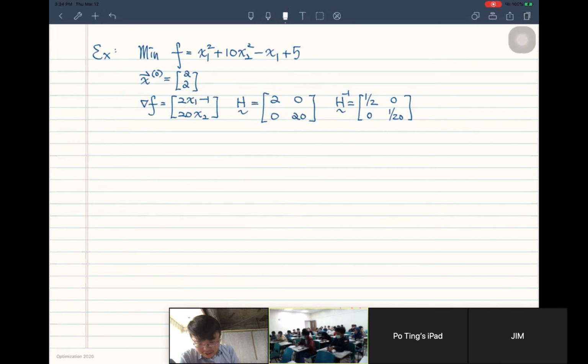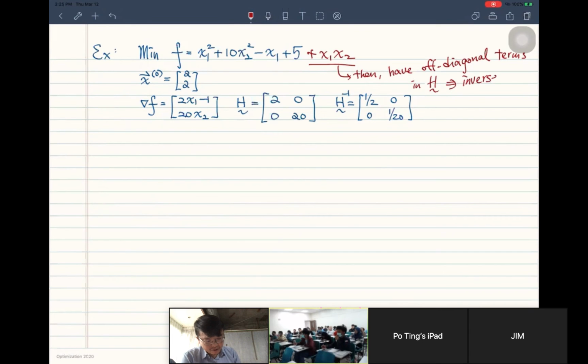So if I say there's a plus x1, x2 here, then I will have off-diagonal terms in the Hessian. Then what happens? The inverse is a harder one. You need to follow the procedure of getting the inverse. So that's why I'm not considering this kind of what we call coupling terms. In this example, I'm not working on coupling terms. No coupling. Okay, so let me continue.